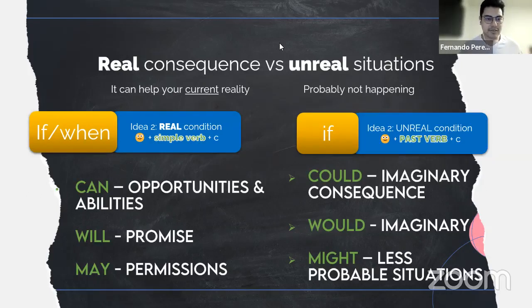So it makes more sense, no? When you are talking about consequences and you are making promises, opportunities, permissions, you can use when. But if you go to the other side, imaginary, now let's use if. Jesse, what would you do if you met Britney Spears?